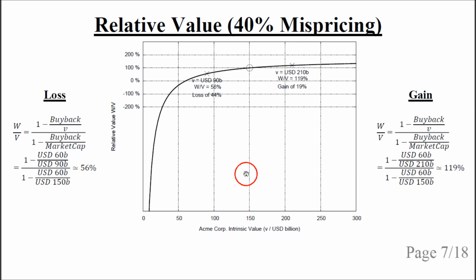Now consider a 40% mispricing, so the intrinsic value is either $210 billion or $90 billion. So in case of a gain, the gain is only 19%, but the loss is 44%. So even though the mispricing is either 40% above or 40% below, the gain is much smaller than the loss.